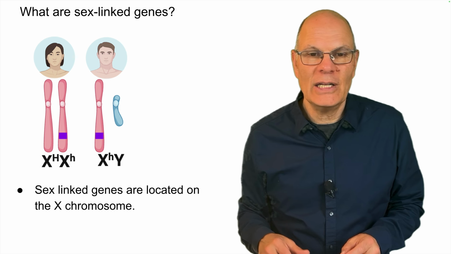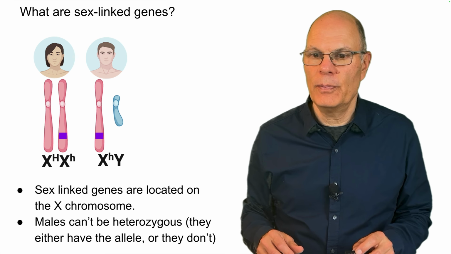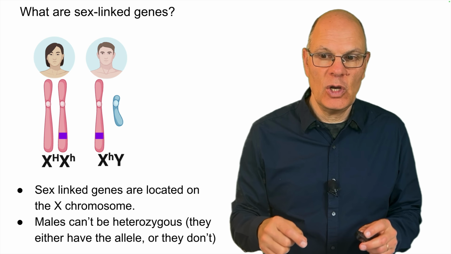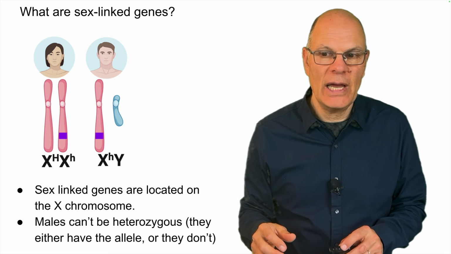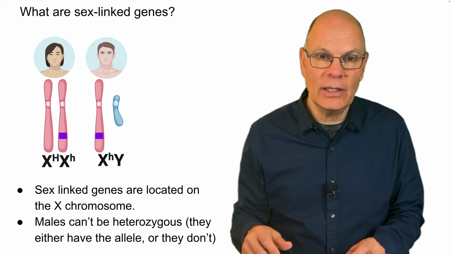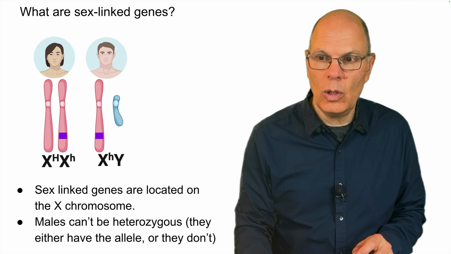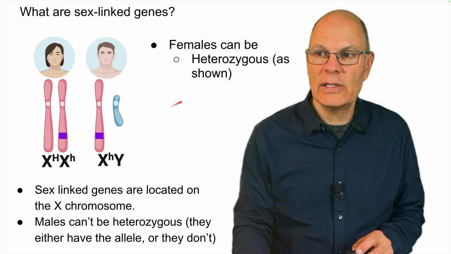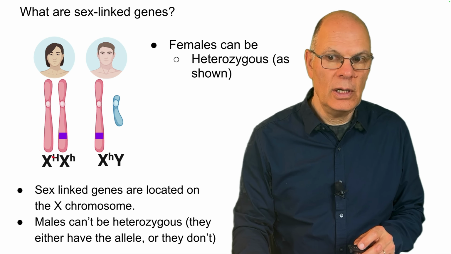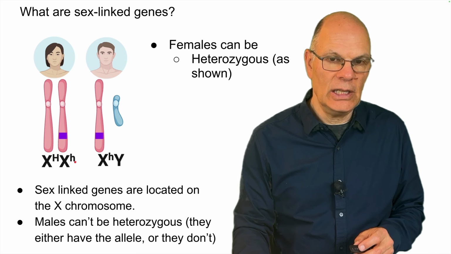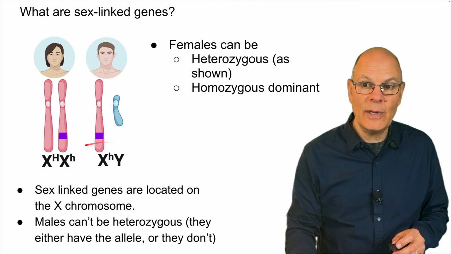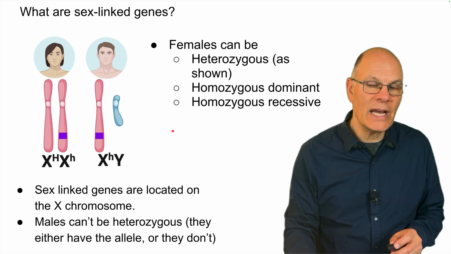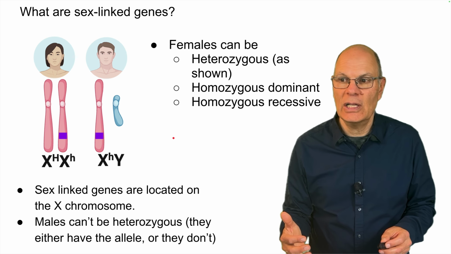What are sex-linked genes? Sex-linked genes are located on the X chromosome. Males, because the genes are located on the X chromosome, can't be heterozygous. They either have the allele or they don't. So the whole heterozygous, homozygous thing doesn't apply to males. But females can be heterozygous, as shown. In this case, it's X big H, X little h, a heterozygote. Or they could be homozygous dominant. That would be X big H, X big H. Or they could be homozygous recessive, X little h, X little h.